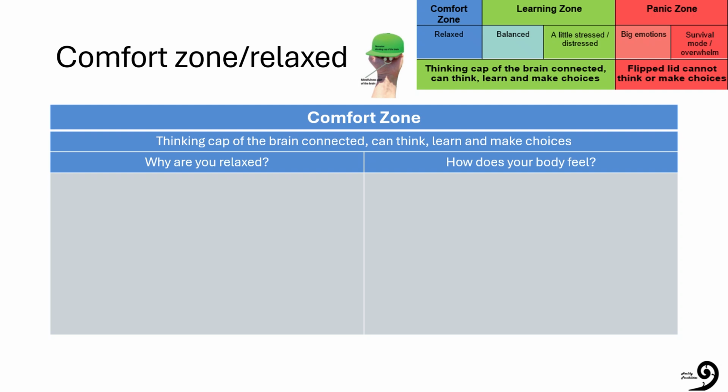Before starting to complete this table, the class or group should do an interoception activity so that they are relaxed. Ask the students why they're relaxed or calm and how their body feels. They can draw or write or glue pictures into each of the two boxes.